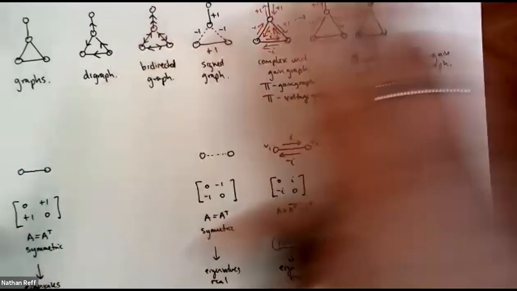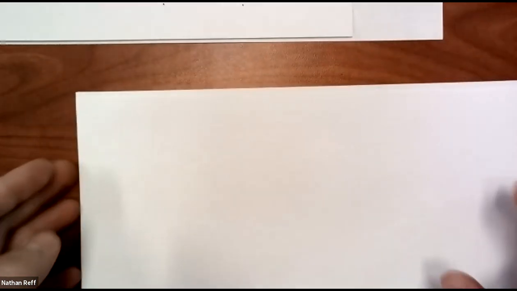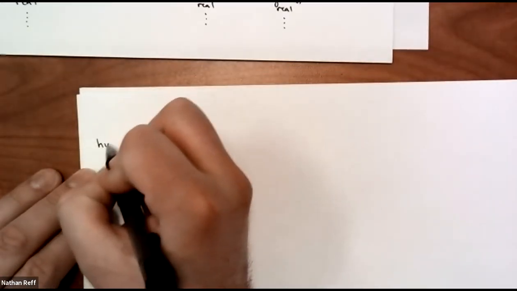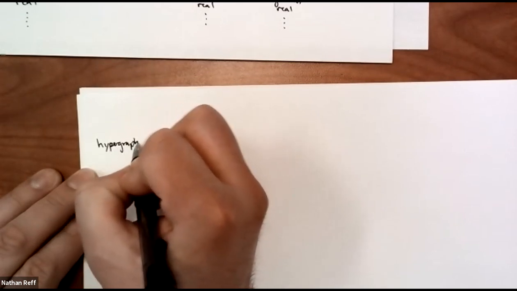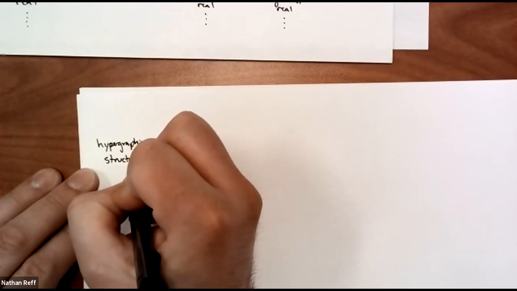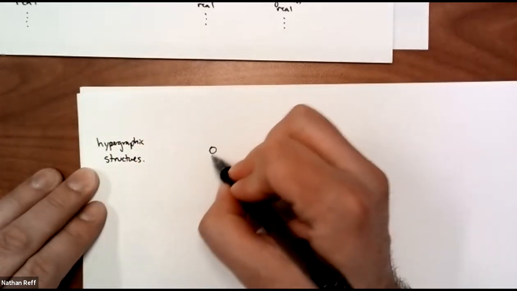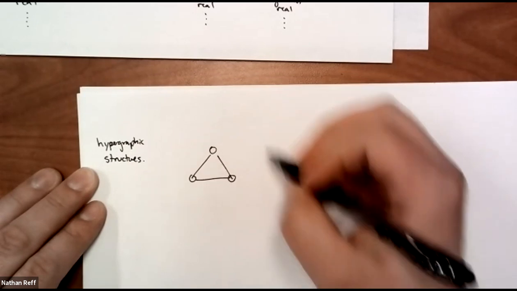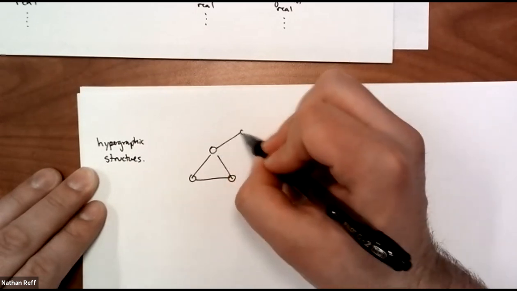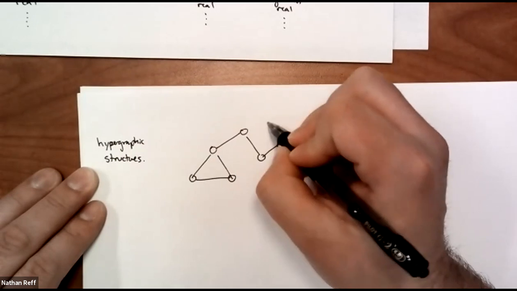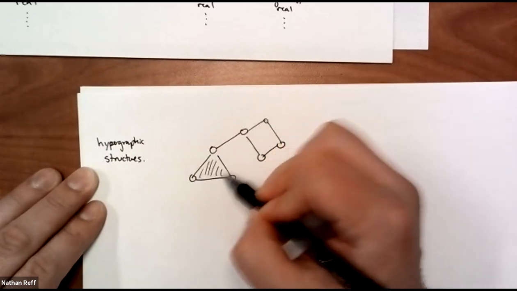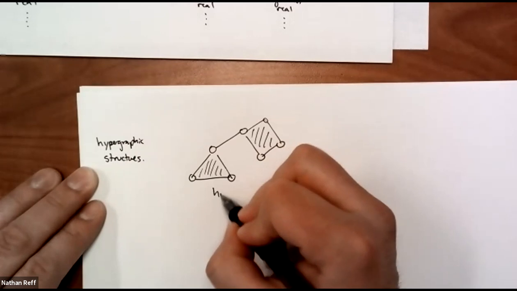Okay, let me show you another family of objects you could look at and try to generalize. Another family is what are called hypergraphs. So these are all graphic structures. You also have hypergraphic structures. So for example, this is a hypergraph.